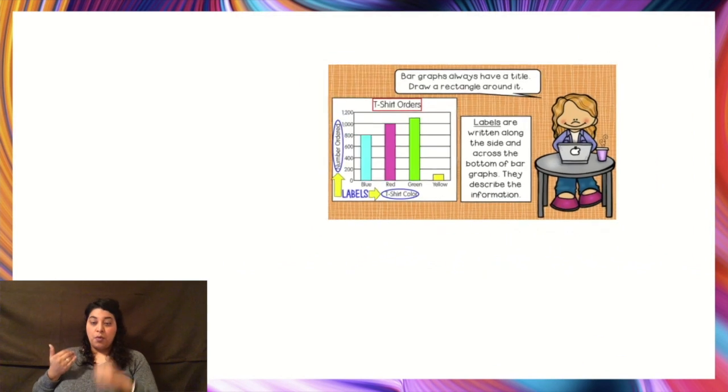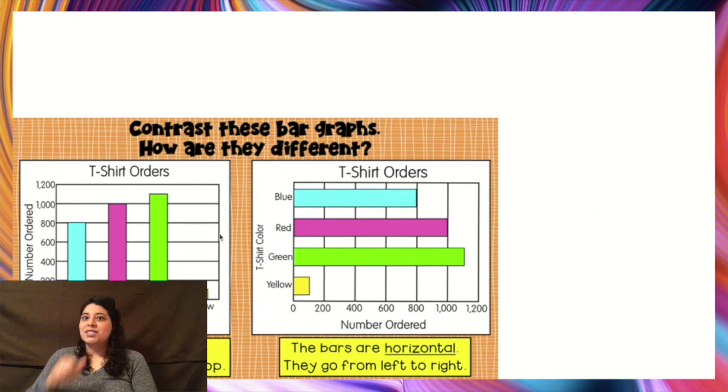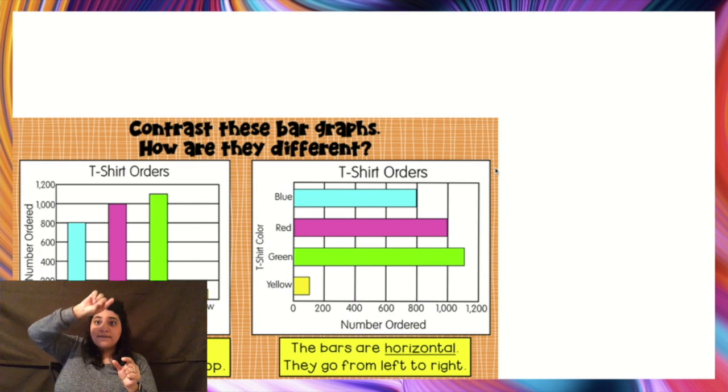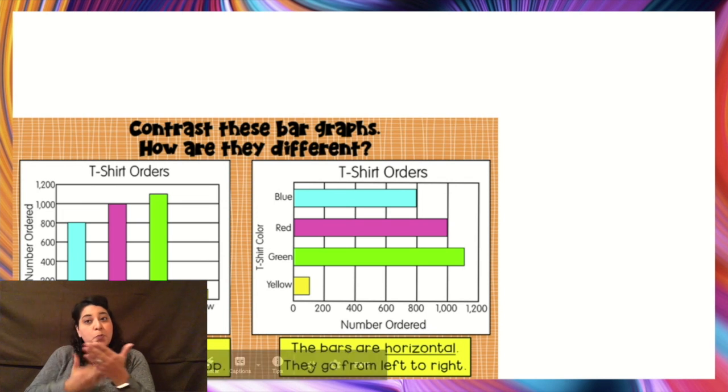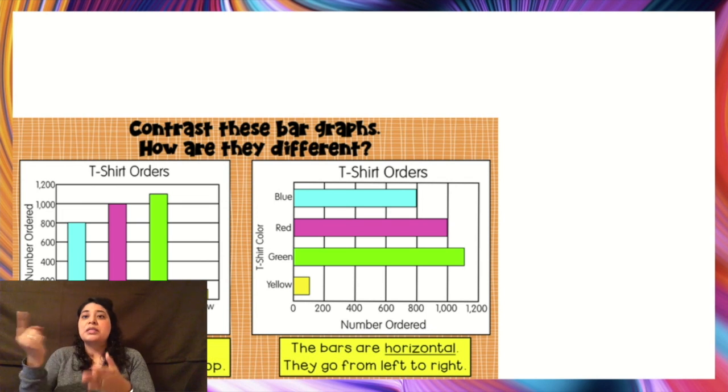Okay, let's take a look at another one. I don't want you to freak out if you see a vertical bar graph and a horizontal bar graph. Both of these are good, okay? Both of these bar graphs are something that you might see. So don't think that it's only one way. It can be represented in two different ways. Okay, let's go ahead and move on.